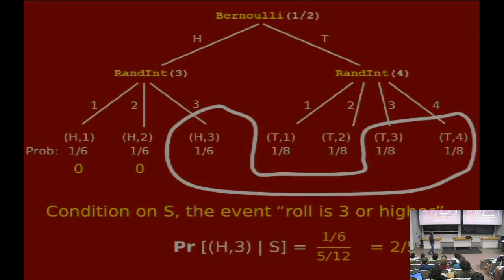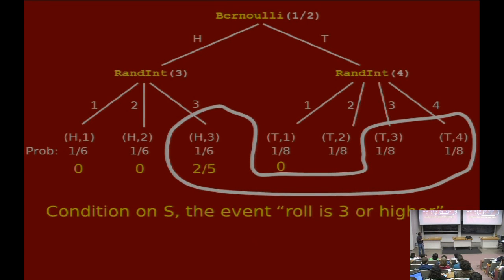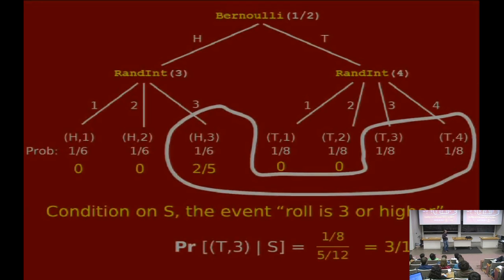So that's 2/5. So let's finish it off. This one is 0. This one is 0. And now the conditional probability of tails 3, given this event, will be 1/8 over the sum, 5/12. That's 3/10. And this one will also be 3/10. So this is 3/10, this is 3/10, this is 4/10.